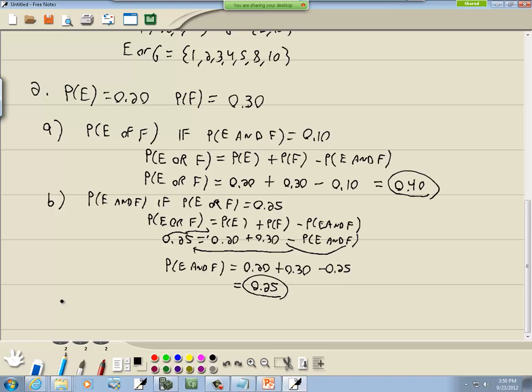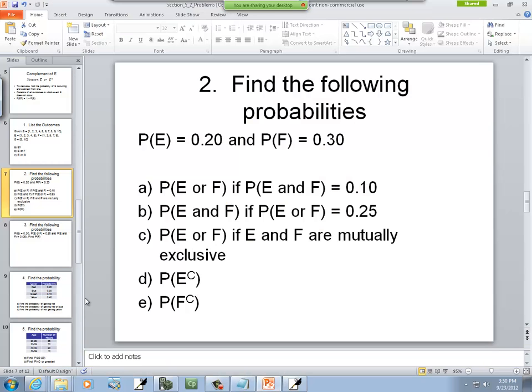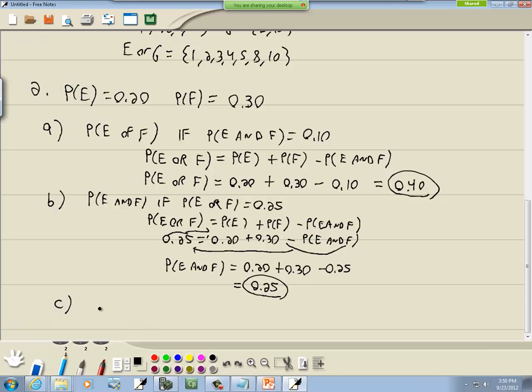I'm about out of room here, but it says to find probability of E or F if E and F are mutually exclusive. Well, probability of E or F, if they're mutually exclusive, is probability of E plus probability of F, which they tell us probability of E is 0.20, probability of F is 0.30, so that's going to give us 0.50.